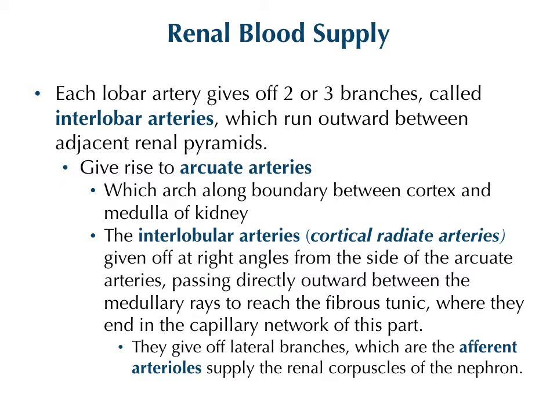There they will arch over the bases of the pyramids to form arcuate arteries. From the arcuate arteries, interlobular arteries will penetrate the cortex. Because they are penetrating the cortex, they are also called cortical radiate arteries. And I recommend that you learn to differentiate your interlobar arteries from your interlobular arteries, because that is always highly tested and highly tricky. The interlobular arteries are given off at right angles from the side of the arcuate arteries.